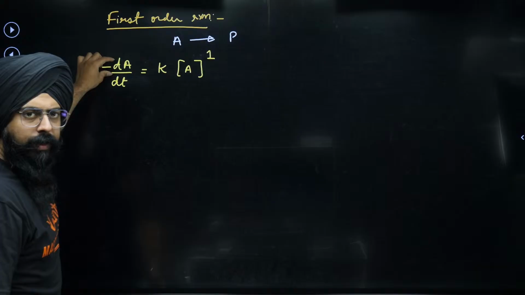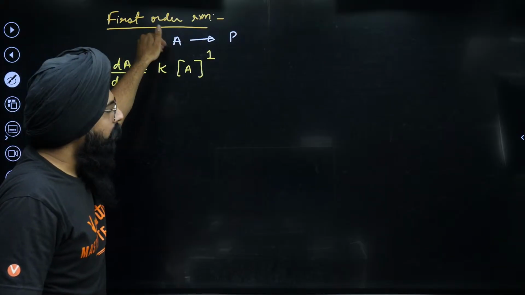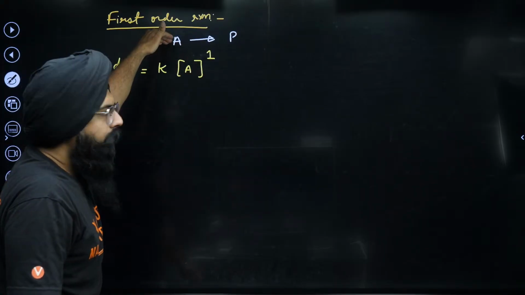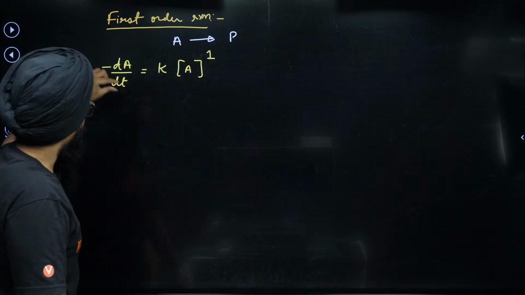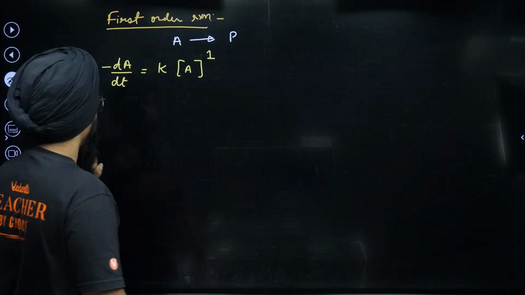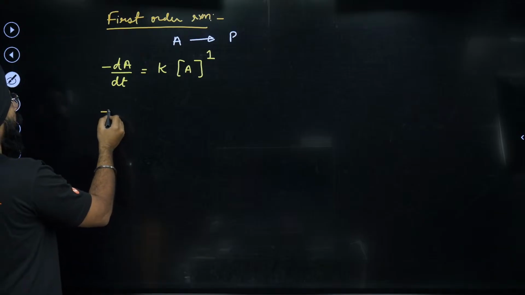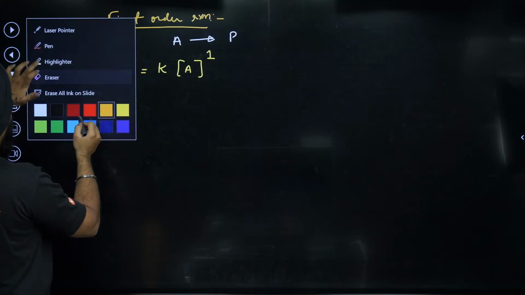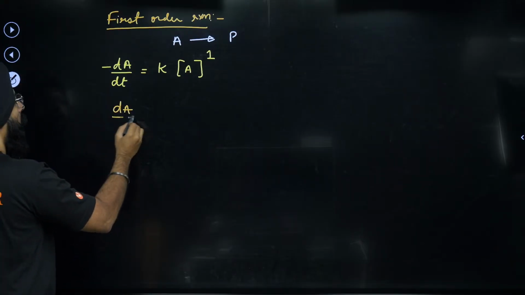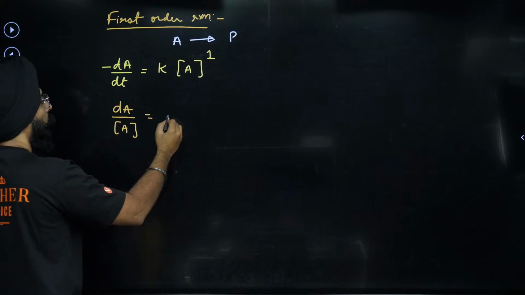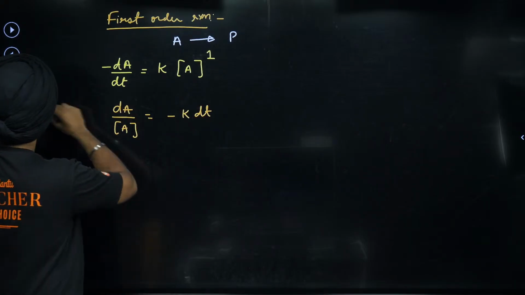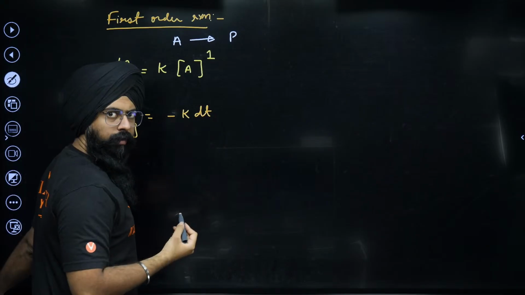Why did I write minus sign over here? Because the amount of A is going down. A is the reactant, so the reactant is decreasing, therefore we put a minus sign over here. Okay. Now if I rearrange this a little bit, I can write dA by A is equal to minus K dt, where K is the rate constant of the reaction.